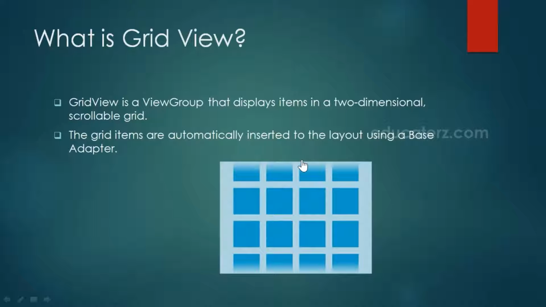The grid view is a view group which displays its children in a two-dimensional array with a scrollable grid. Every grid item is automatically inserted into this layout using a base adapter or a list adapter.